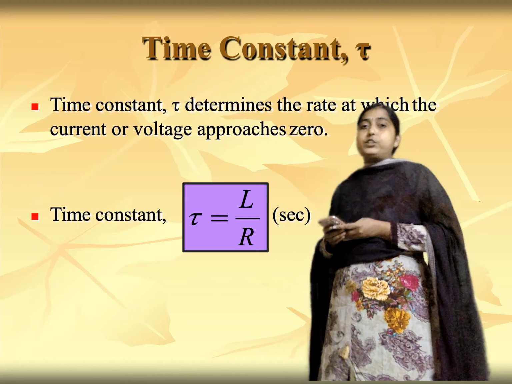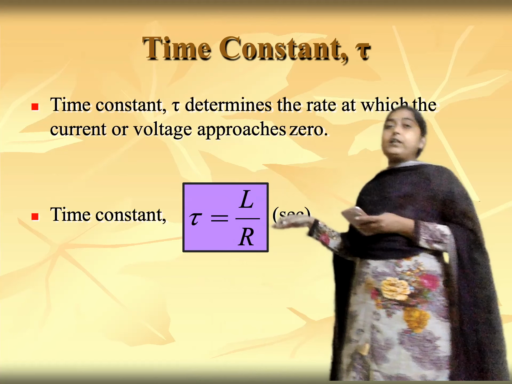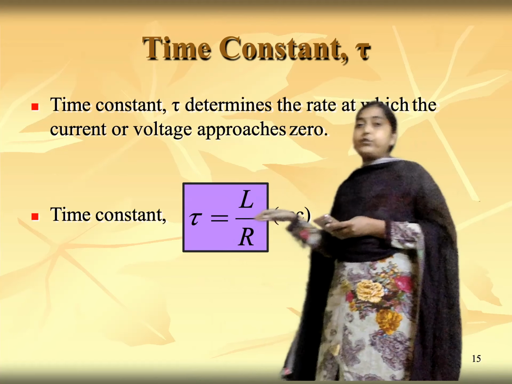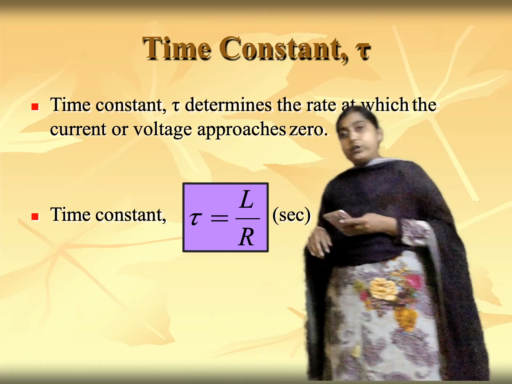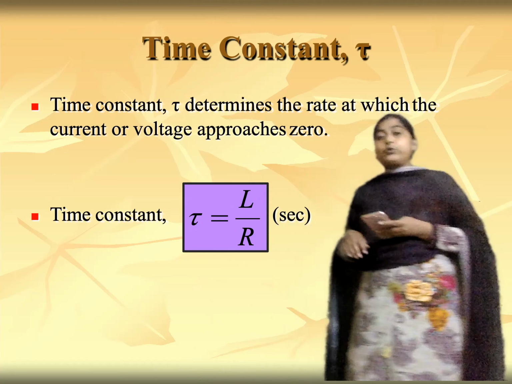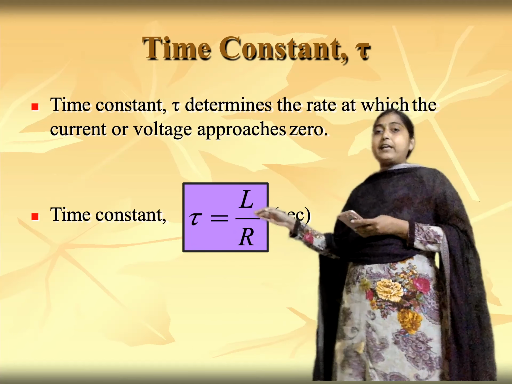Now, coming to the new concept with respect to transient analysis, we define it as a time constant. It is represented as tau is equal to L by R. Since it is a time, the unit for the time constant is seconds. So, what is the time constant here? The time constant, tau, determines the rate at which the current or voltage approaches zero. That means the current through an RL circuit will take some time to reach zero. That time is given by L by R, because we are talking about an RL circuit.